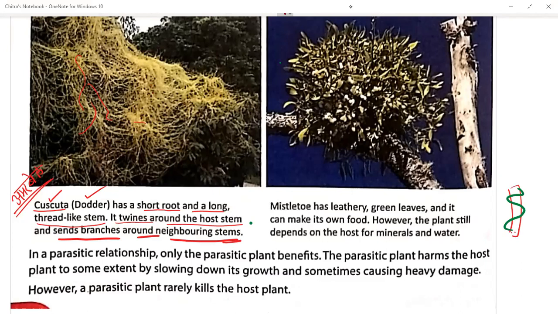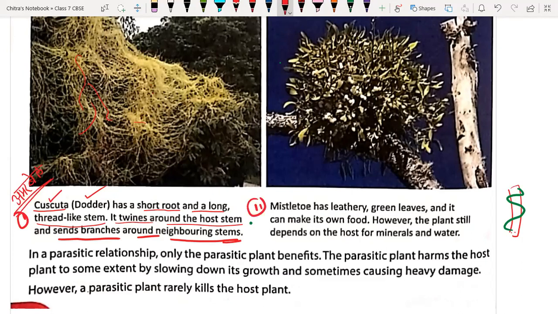Okay. Next, this was the first example. Now, the second example we have with a diagram also. See, this plant is green. It already performs photosynthesis. But for certain kinds of nutrients, it depends on the host plant. So it is partially dependent on another plant. Partially.